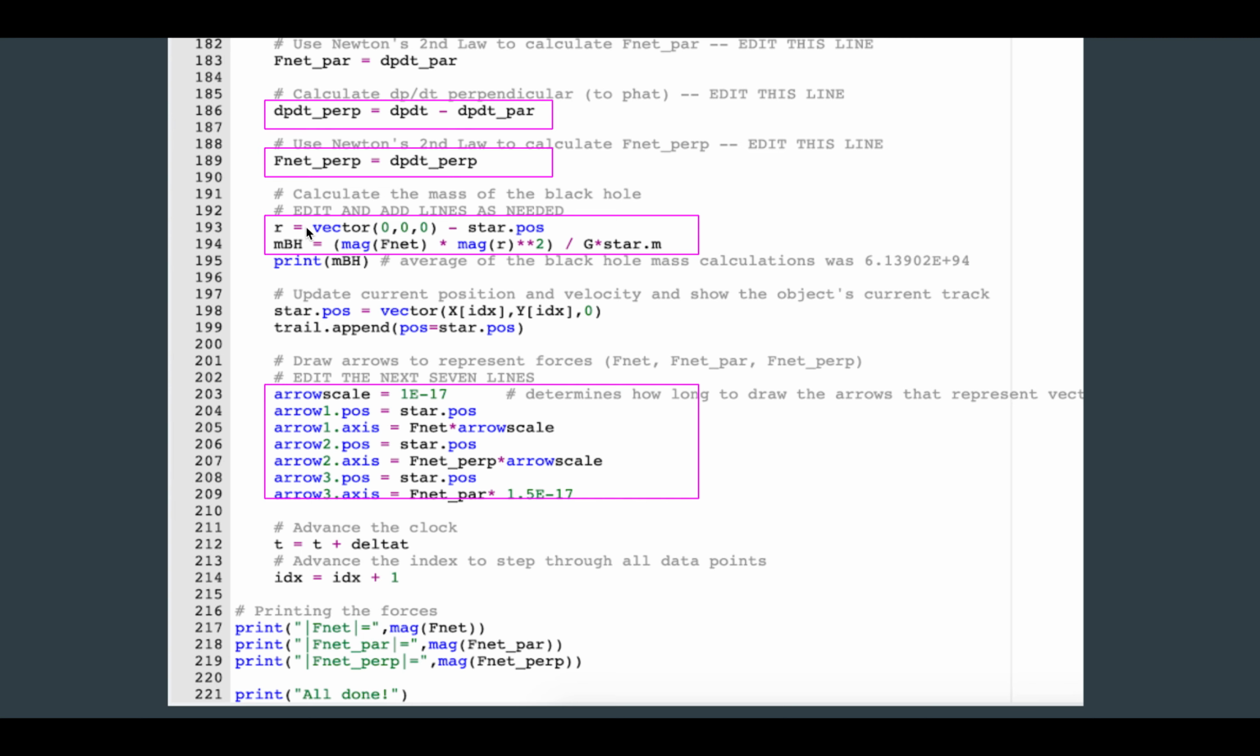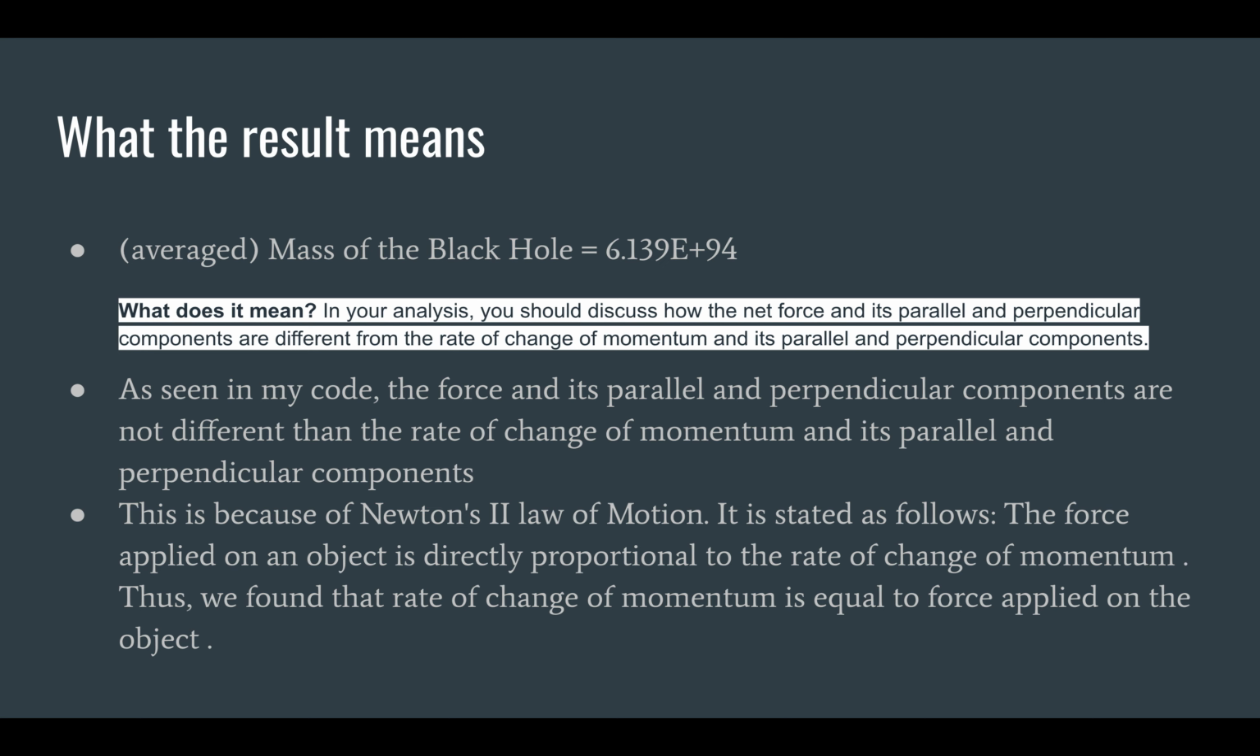Here is the radius extending from the black hole to the star. The black hole is at the origin, which is at 0, 0, 0. That's why I use this vector, this code right here. The mass of the black hole we calculated by rearranging the gravitational force formula and using F net, which we calculate from the motion of the star, in order to find the mass of the black hole. This box down here is just code using the parallel and the perpendicular components to create these arrows within the simulation.